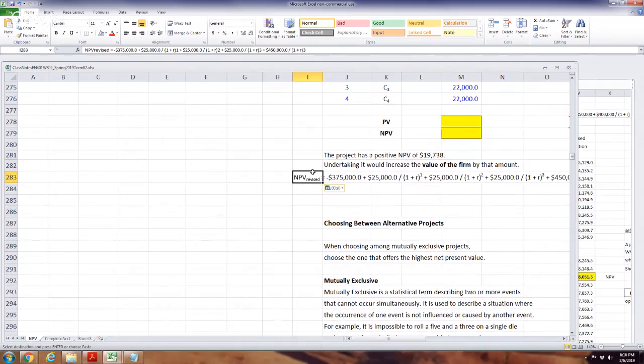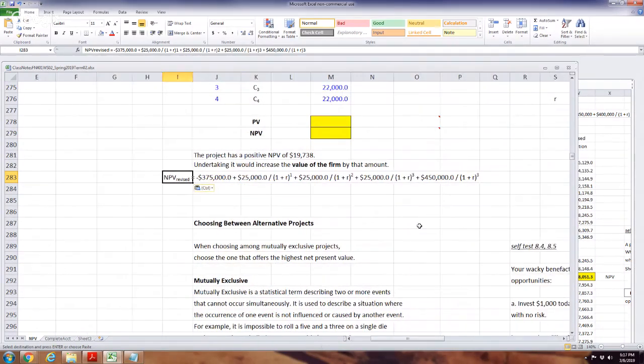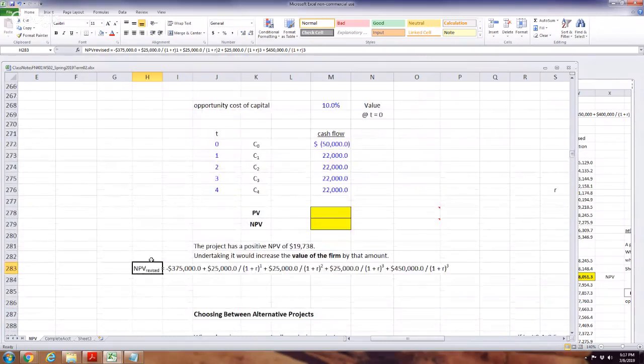All right, let's throw this in here. What are we doing here? We're actually just taking this out a bit. Okay, we're gonna do 50,000, and this is not revised.